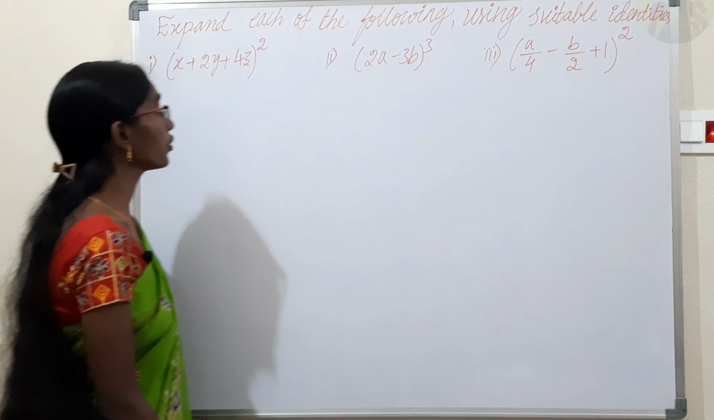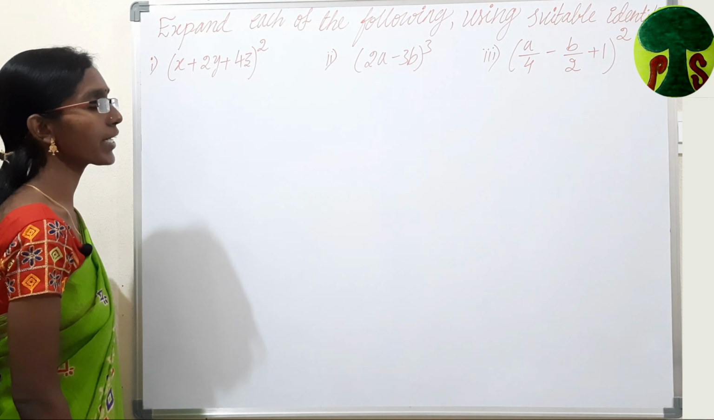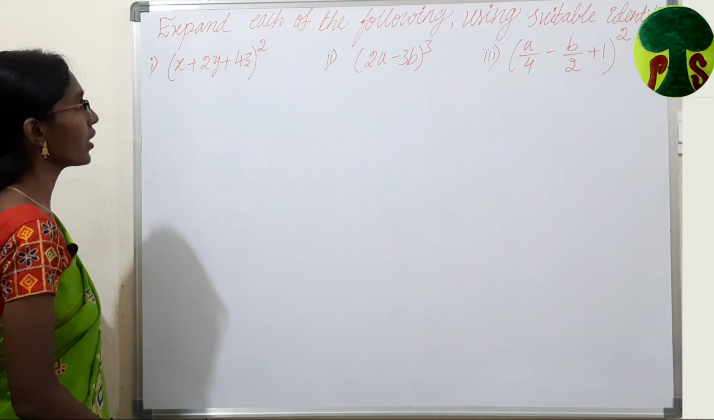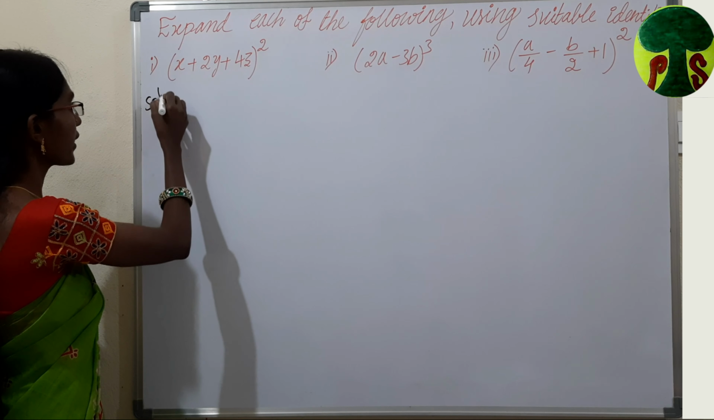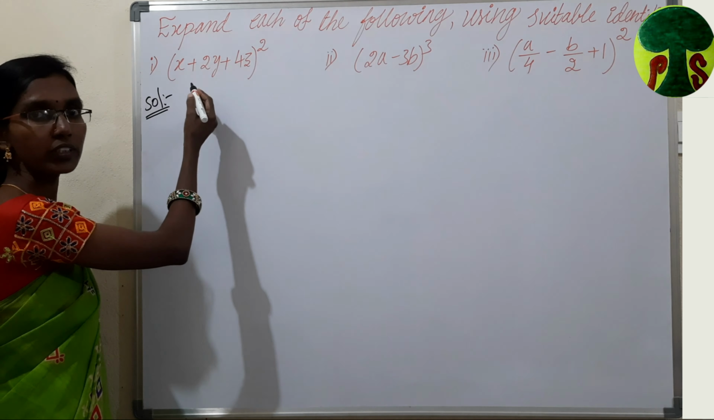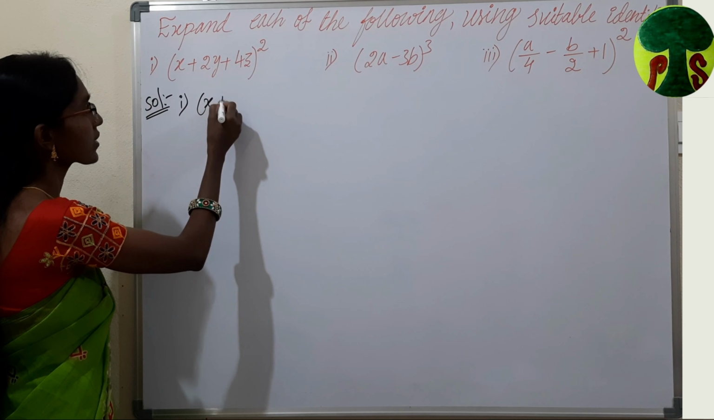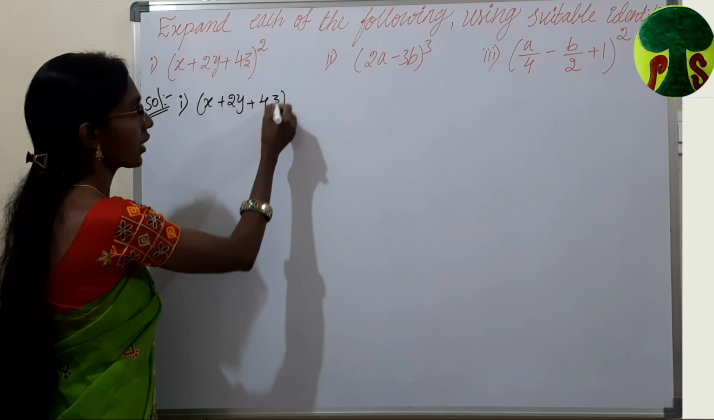Here is the first question. Expand each of the following using suitable identities. First one is (x + 2y + 4z) whole square. We have to expand the given polynomial by using an identity.